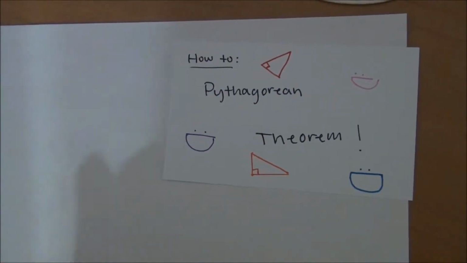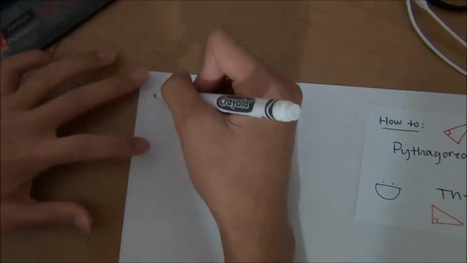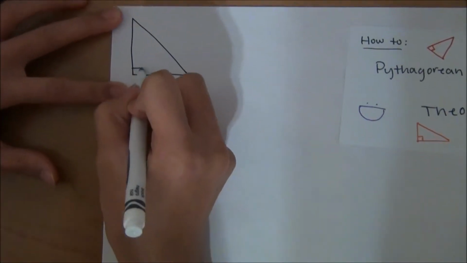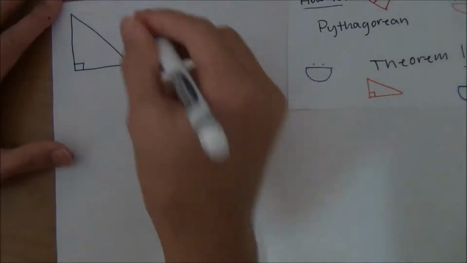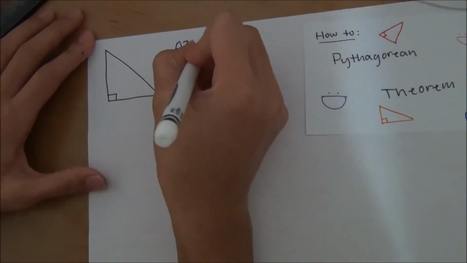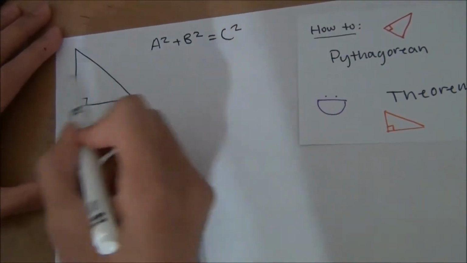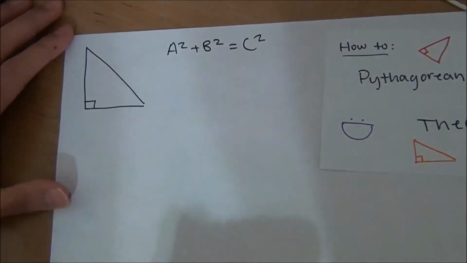How to solve for the Pythagorean theorem. Okay, the first thing you need to know about the Pythagorean theorem is that it only works for right triangles. The Pythagorean theorem, which is a squared plus b squared is equal to c squared, is used to solve for either one of these sides.